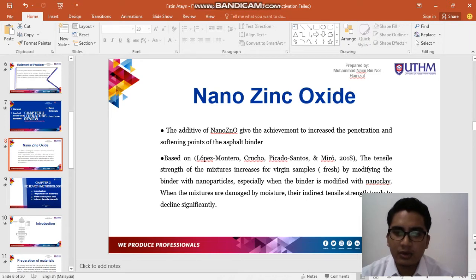Secondly, based on Lopez, the tensile strength of the mixture increased for the virgin sample by modifying the binder with nanoparticles, especially when the binder is modified with nanoclay. When the mixtures are damaged by moisture, their indirect tensile strength tends to decline significantly. So we use nano zinc oxide because the literature review shows its potential.